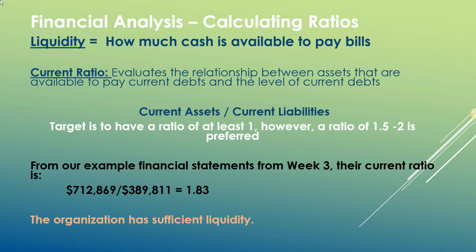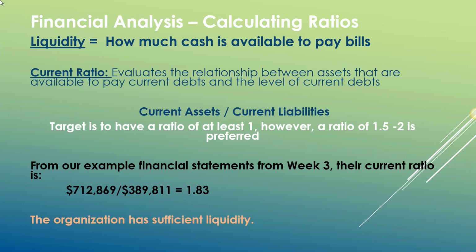So let's start off with liquidity. If you can bring up your example financial statements that we have from week 3 for this first example. So again, liquidity. How much cash is available to pay your bills? This particular ratio, the current ratio, is one of the more popular ratios, and evaluates the relationship between assets that are available to pay current debts and the level of current debts.